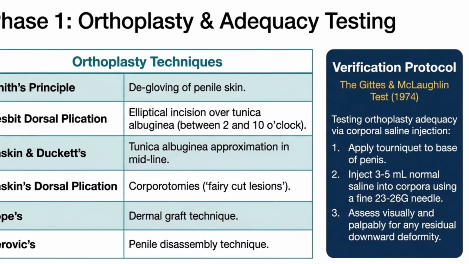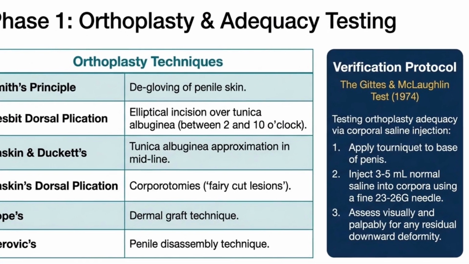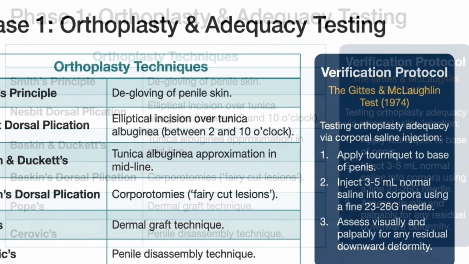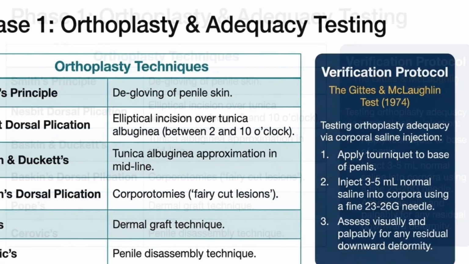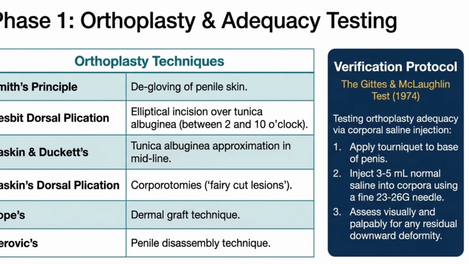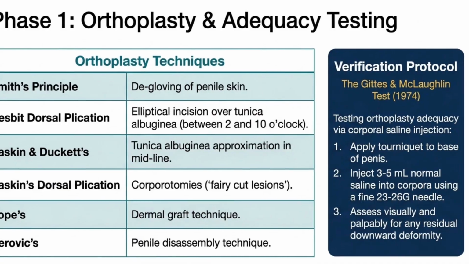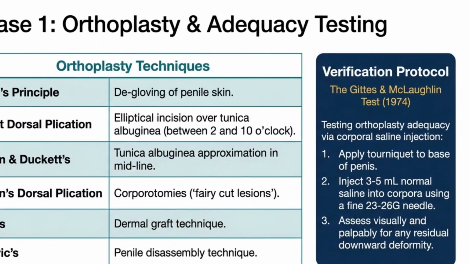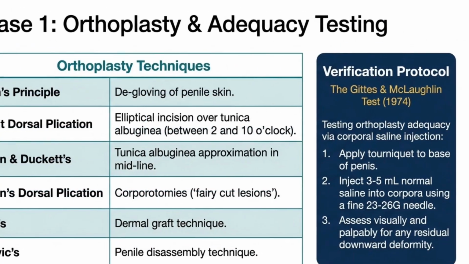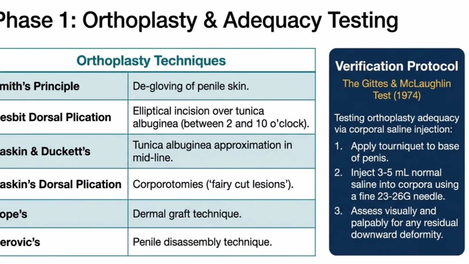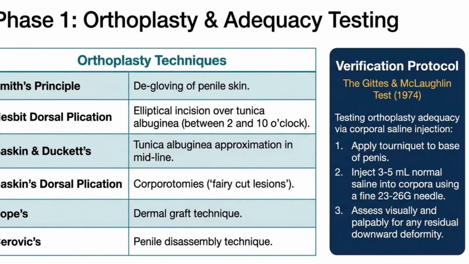Orthoplasty is mainly carried out by 5 main techniques. The Smith's principle, which involves the degloving of penile skin; Nesbitt dorsal plication, in which an elliptical incision is given over the tunica albuginea at 2 o'clock and 10 o'clock position; Baskin and Duckett's, in which tunica albuginea approximation is done in midline; Baskin's dorsal plication, where corporotomies are done for fairly cut lesions; Poppas, in which dermal graft technique is taken up; and Perovic's penile disassembly technique.